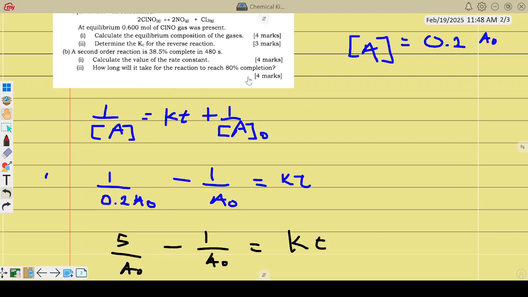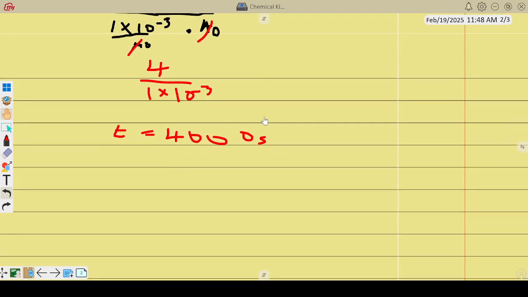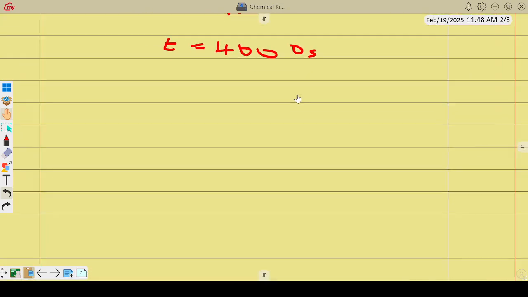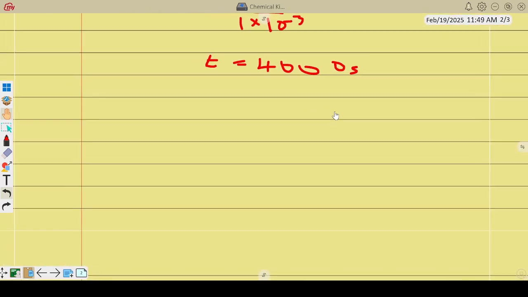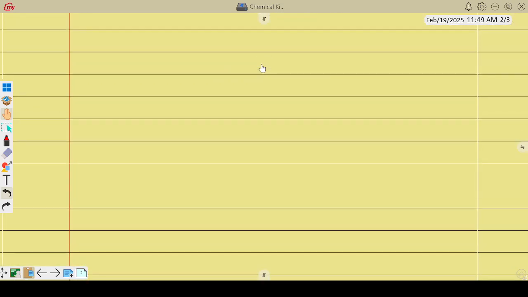It was a lengthy one. It was worth 4 marks. Calculate the value of the rate constant. So this is how you can go about the question. It's prone to error. You can find after solving you made a mistake somewhere, but you just follow through such concepts.